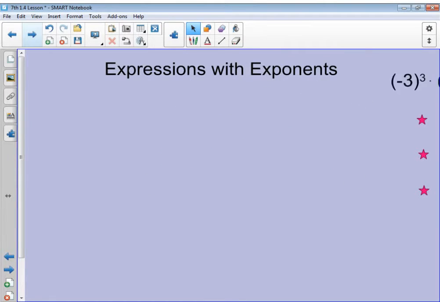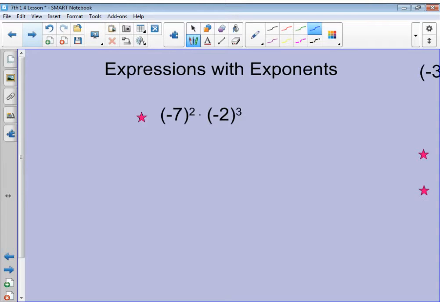Okay, so let's try another one. Okay, so once again, everything's in parentheses. So we're going to go ahead and simplify this. Because that's in a parenthesis, we get to use that rule of, hey, there's 2 negatives. So that's going to make it a positive. And then 7 times 7 is 49. Times, here there's 3 negatives, so that gives me a negative answer.